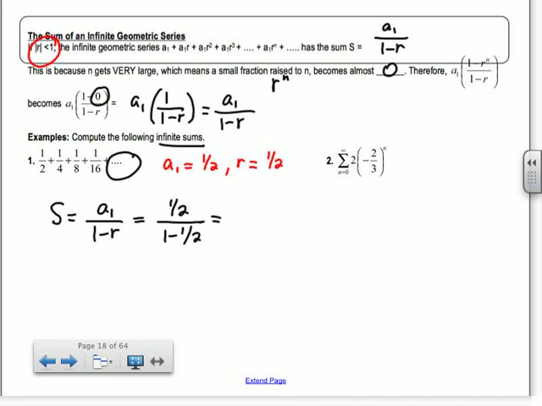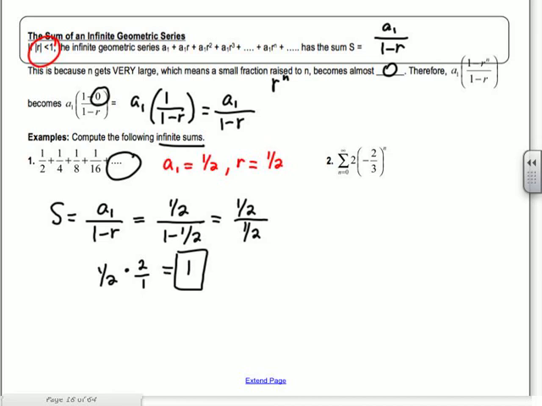Your calculator gives you 0. Is it really 0? No, it's not 0. 1/2 to the 500 is still some number, but it's so tiny that your calculator cannot even compute it. Okay? It's so close to 0. All right, so it says this is because as n gets really large, you have a small fraction raised to n, so you have that small number r raised to n becomes almost 0.